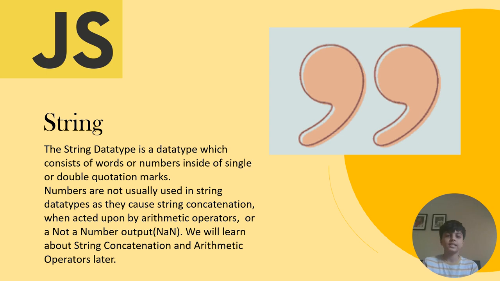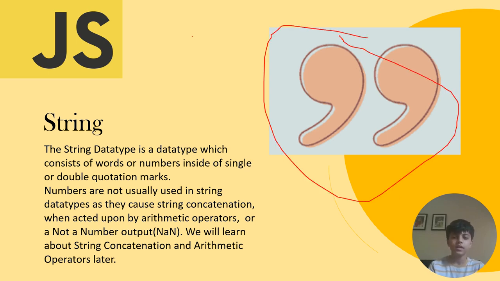Okay, so strings. What are strings? The string data type is a data type which consists of words and numbers inside of single or double quotation marks. If you don't know, these are double quotation marks. This is a single quotation mark. You can put any of them for strings, but you must put them on both sides. So strings usually contain words and letters, but they can also contain numbers.